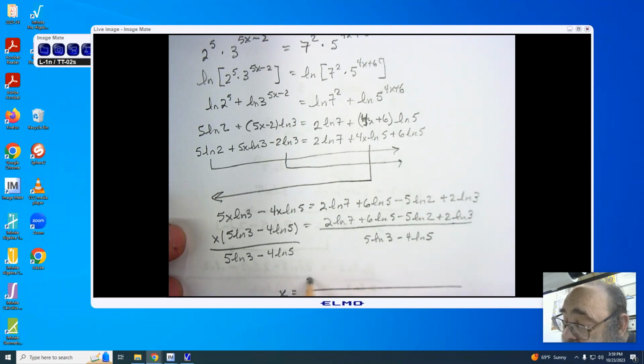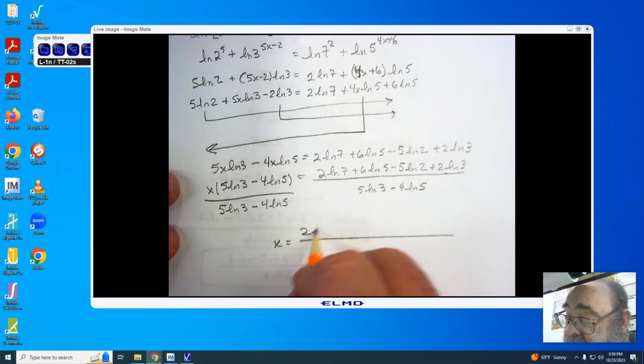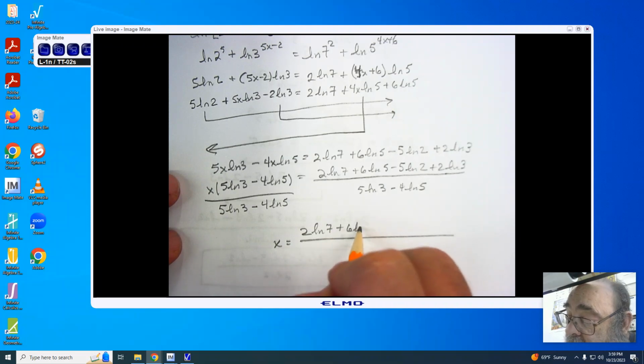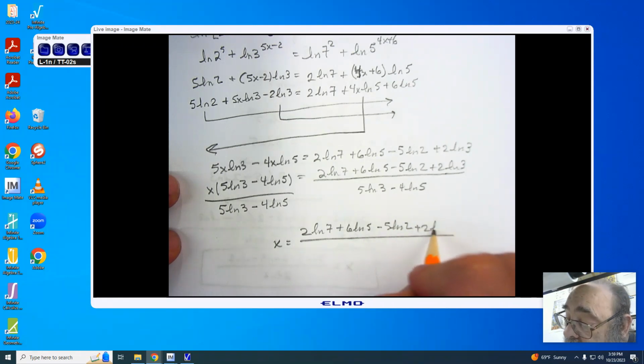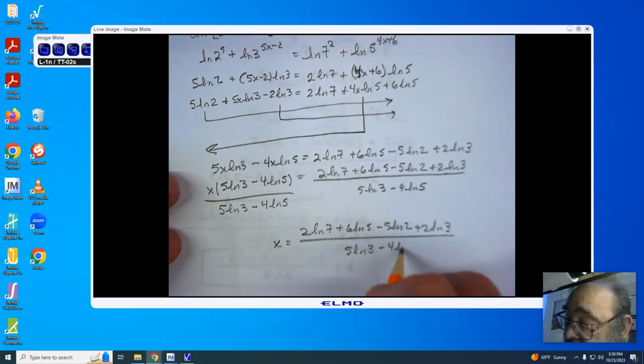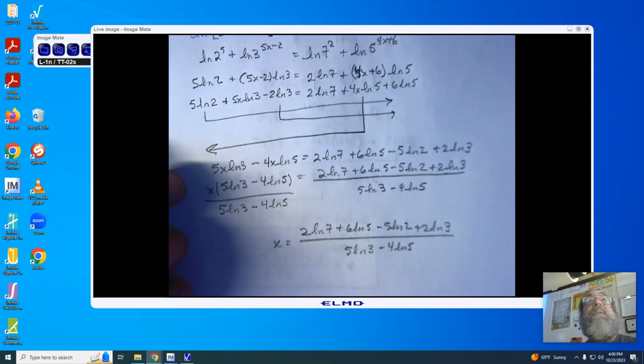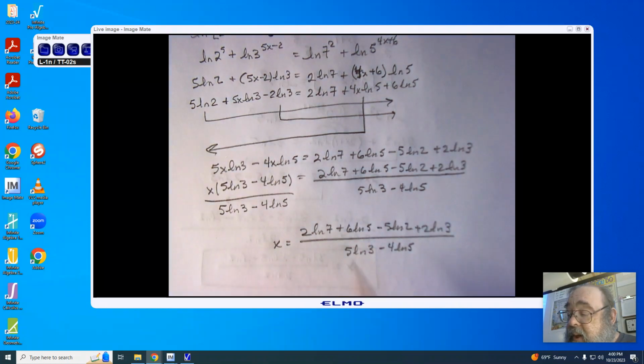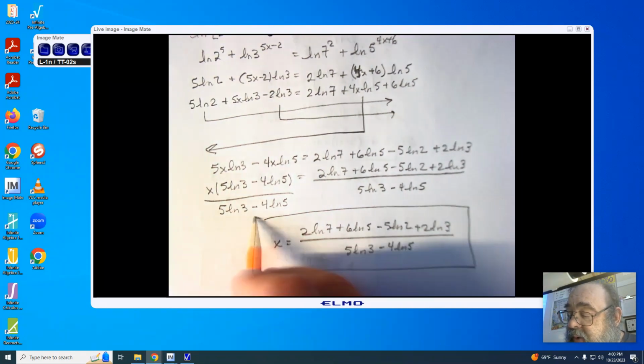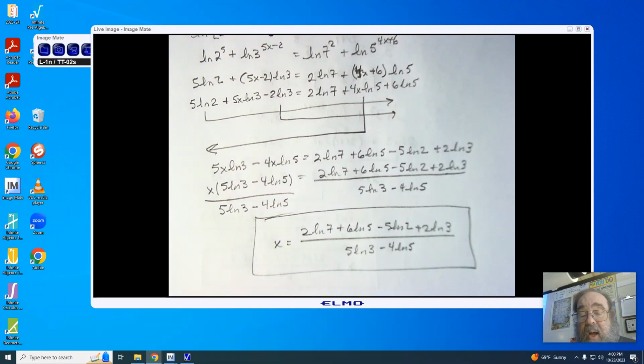It's a great big fraction. 2 natural log of 7 plus 6 natural log of 5 minus 5 natural log of 2 plus 2 natural log of 3 divided by 5 natural log of 3 minus 4 natural log of 5. And there went the lights in the classroom, always a joy. So here is my solution to this. Now, this is the first part of my solving, and it's going over the basic rules working with the exponentiation.